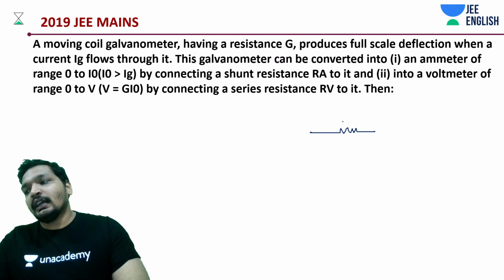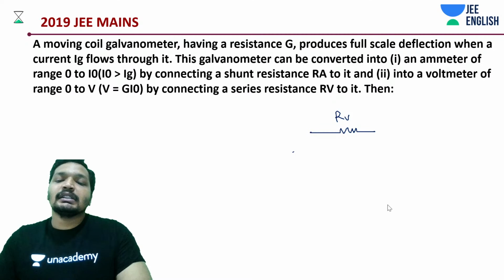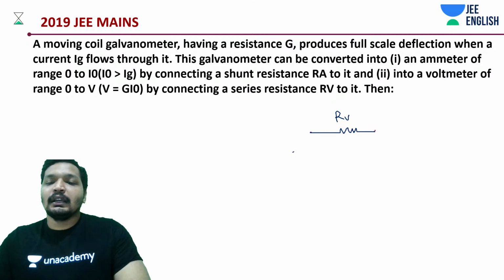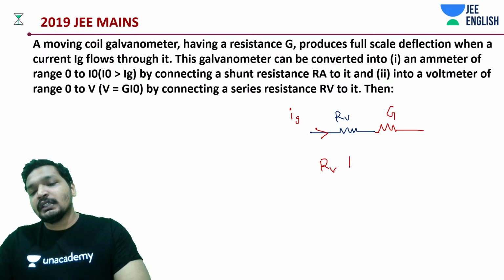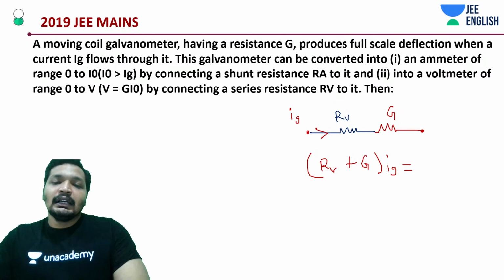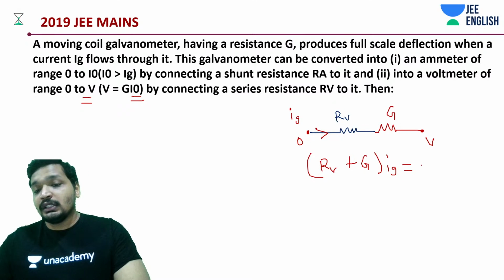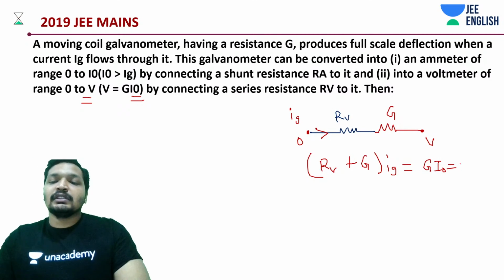RV, right? RV is how much? And we have something known as a galvanometer, and how much current it can handle, IG. So we know RV, okay, this is G. RV plus G into IG is going to be how much in this case? The potential that this can handle, that's going to be 0 and some V that's given to us. V is G into I naught. Okay, G into I naught. So that's it. Okay, that's V.